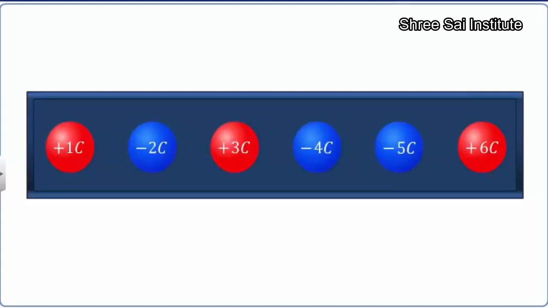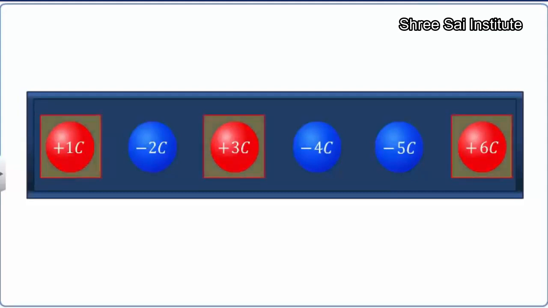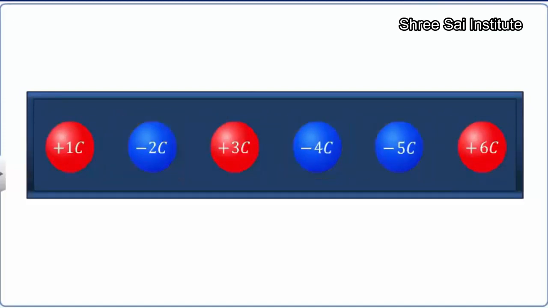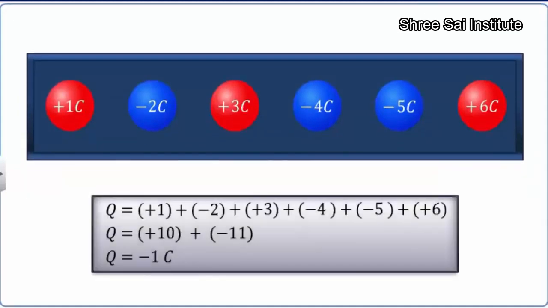While adding the charges, proper signs should be used: a positive sign for a positive charge and a negative sign for a negative charge. We can determine whether a body is charged positively or negatively by finding the algebraic sum of all charges on the body. For example, if a body is given 6 charges, all in coulomb, say +1, -2, +3, -4, -5, +6, the algebraic sum would be -1 coulomb, which means it is a negatively charged body.